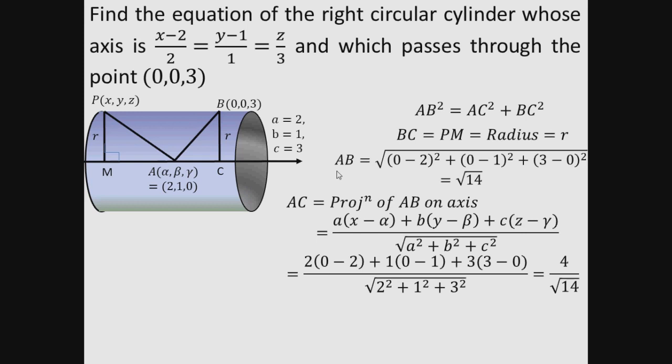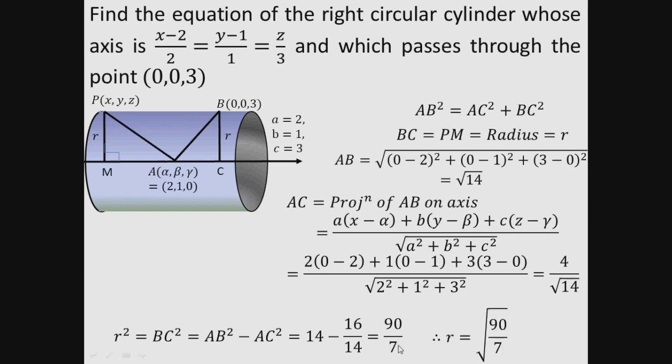Now put all the values back into the first equation. So R square, that is nothing but BC square, is equal to AB square minus AC square. So putting the values, it will be root 14 square, which is 14, minus (4 by root 14) square, which is 16 by 14. That comes out to be 90 by 7. So R is the square root of 90 by 7. So we got R.